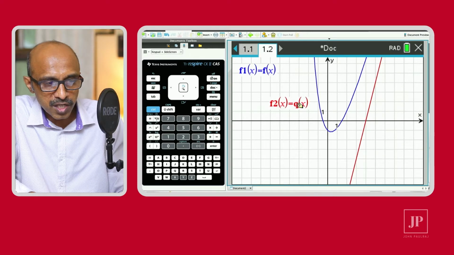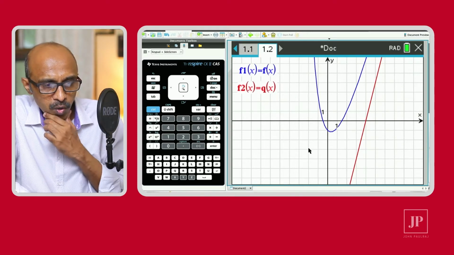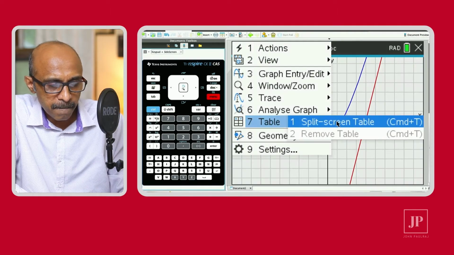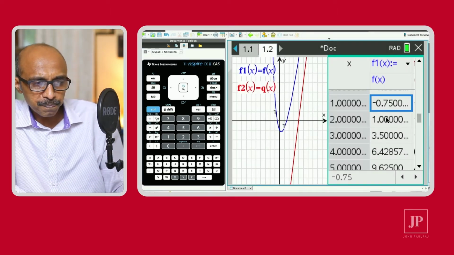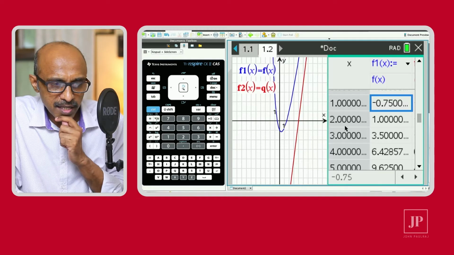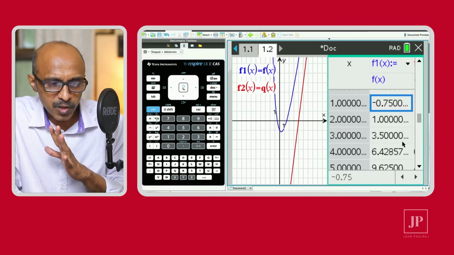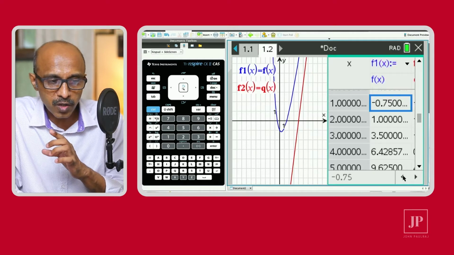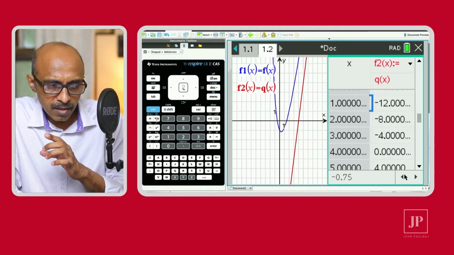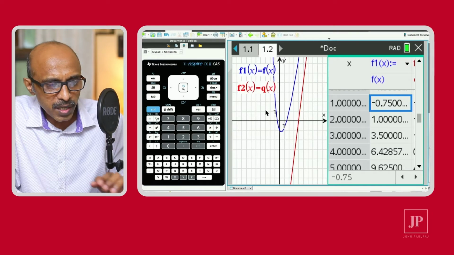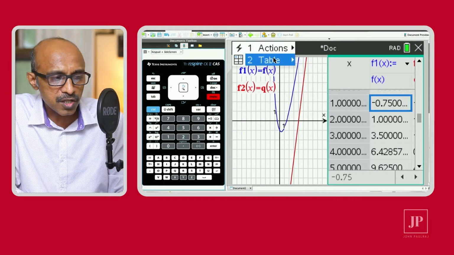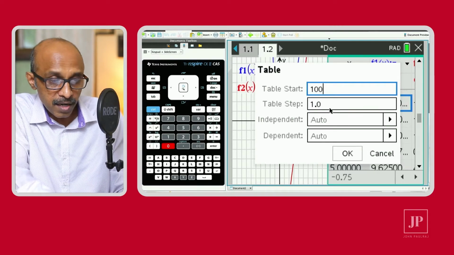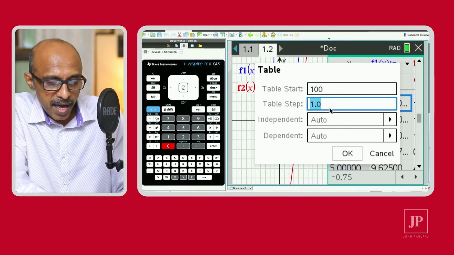At the moment, we don't see much, so let's bring in our table. We are going to split screen the table. Now with the table, we have x values, f1 of x representing the values of the rational function, and f2, the quotient function. There's not much we can see initially, so let's make some changes to the table settings. Let me start the table at 100, with the table step at, let's say, 50.